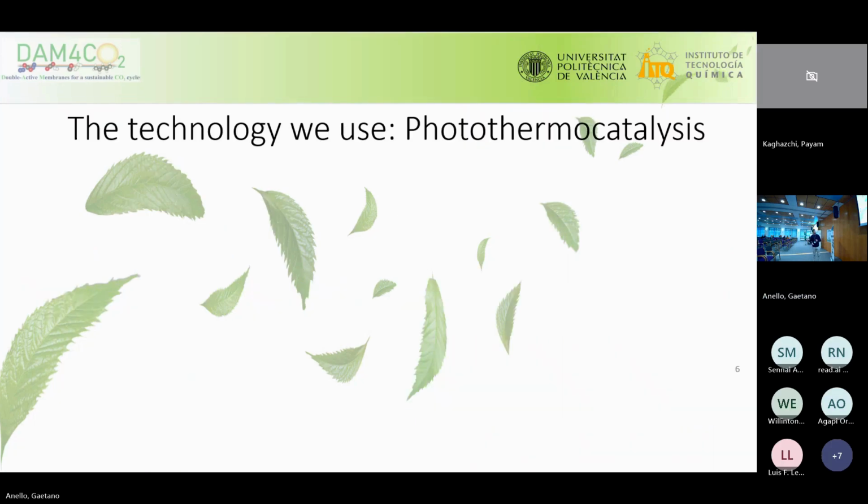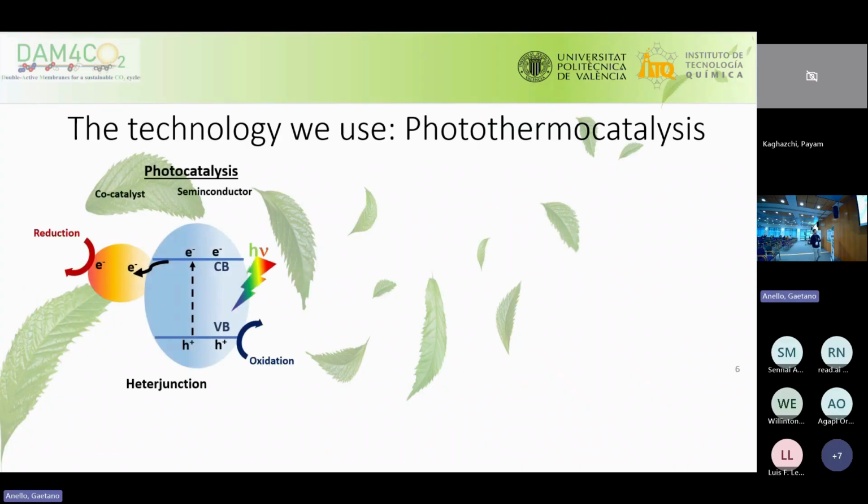Okay. So what we are doing in this project, and normally in our group, for converting CO2, is playing with photothermocatalysis. Okay. Photothermocatalysis uses photocatalysis linked with classical thermal catalysis. Okay. So basically what we do is place light and heat together to do this reaction.